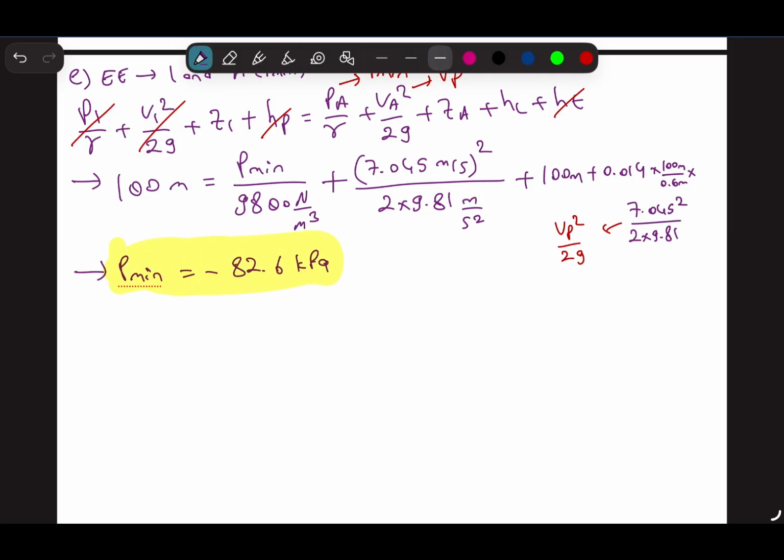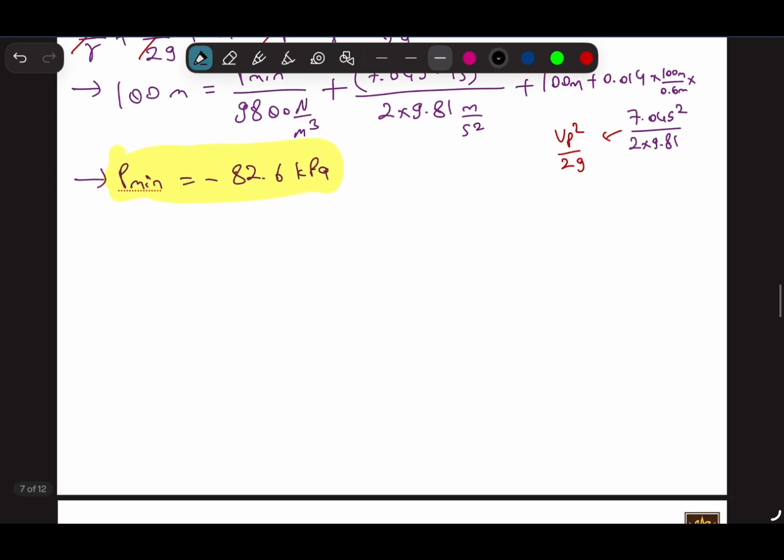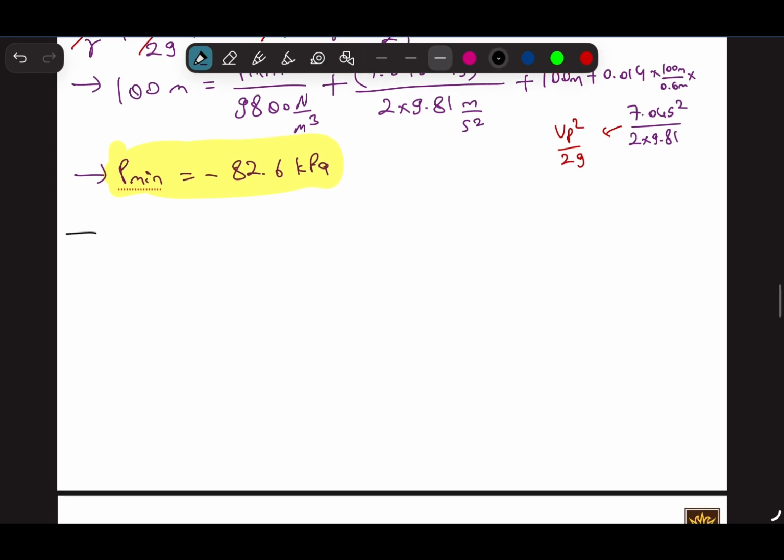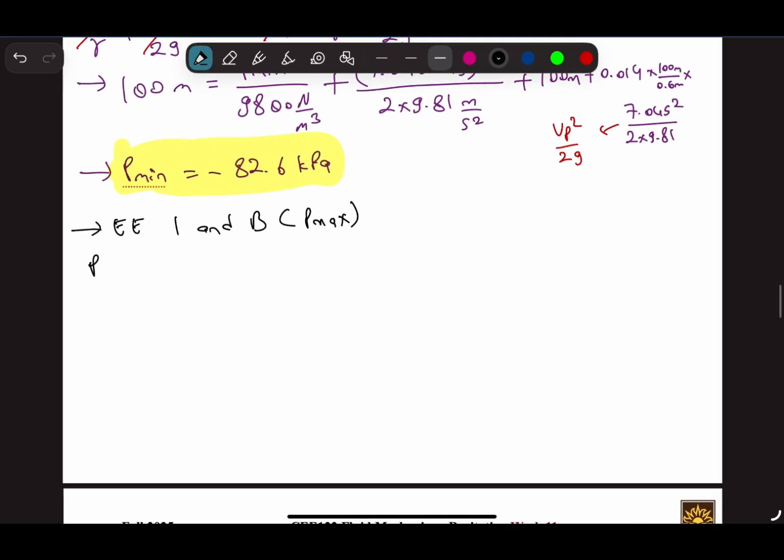And now we are going to apply the same equations, this time for maximum. So energy equation between 1 and B. So this is actually the maximum pressure point. We have same equation, which is energy equation.